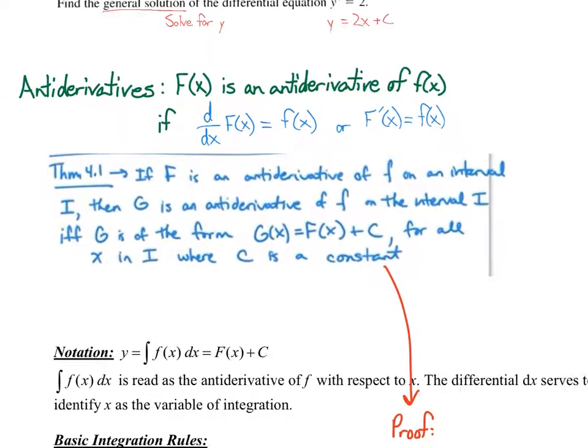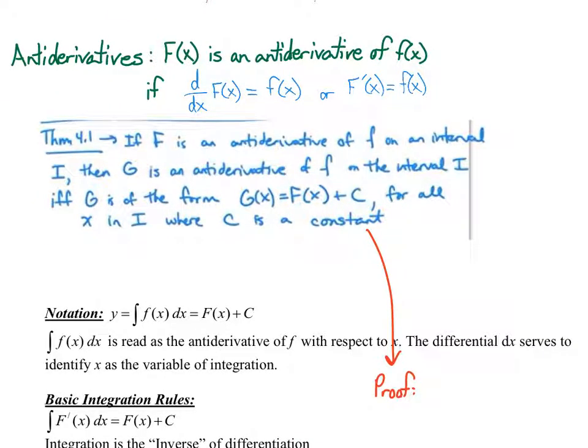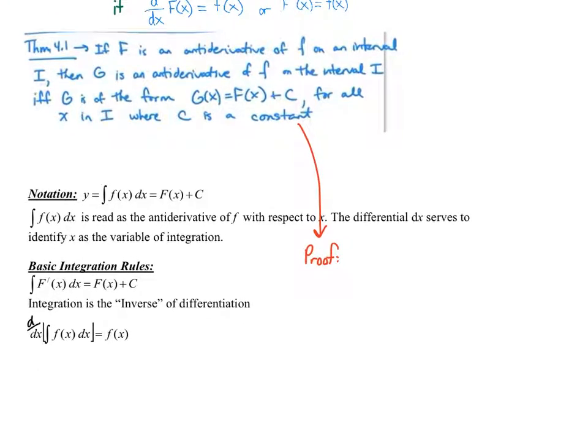Now, here's this theorem that relates this all together, and we're going to prove this. Okay? Theorem 4.1 in the text says if F is an antiderivative of f on an interval I, then g is an antiderivative of f as well on the interval I, if and only if g is in the form g of x equals F of x plus c, for all x in I, where c is a constant. Alright, so let's look at a proof of this, and we'll explain this a little as we go.